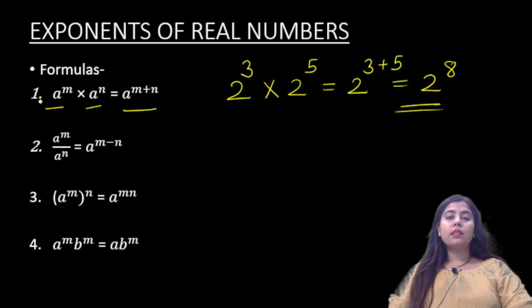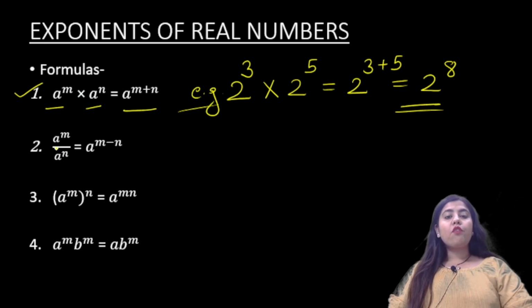This is the first formula, example for the first formula. Clear? Now second is, if we have the bases same but with different powers and they are in division, like 2 raised to the power 3 by 2 raised to the power 5. In this, 2 raised to the power 3 and 2 raised to the power 5, the bases are the same, 2, but the powers are different, 3 and 5.